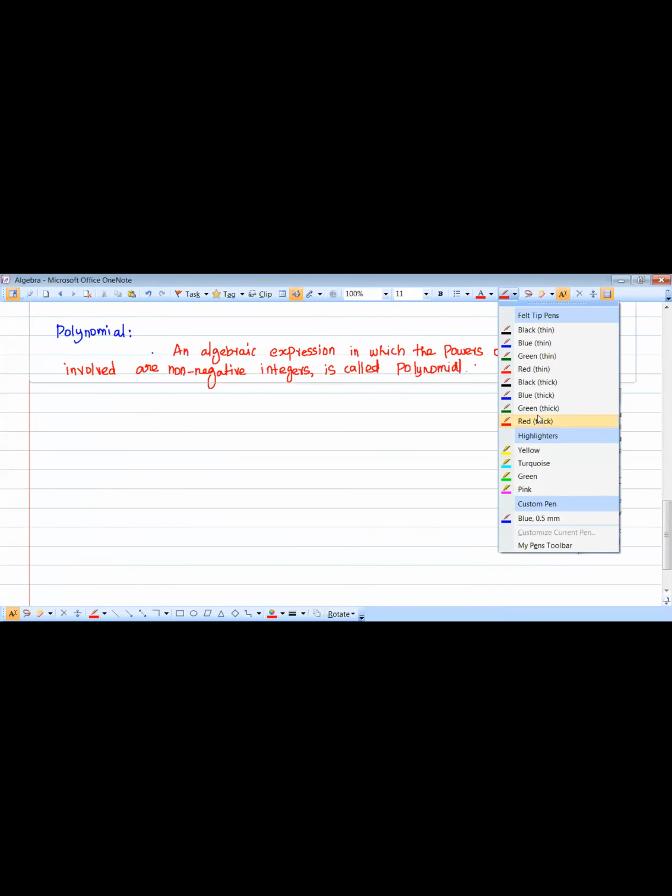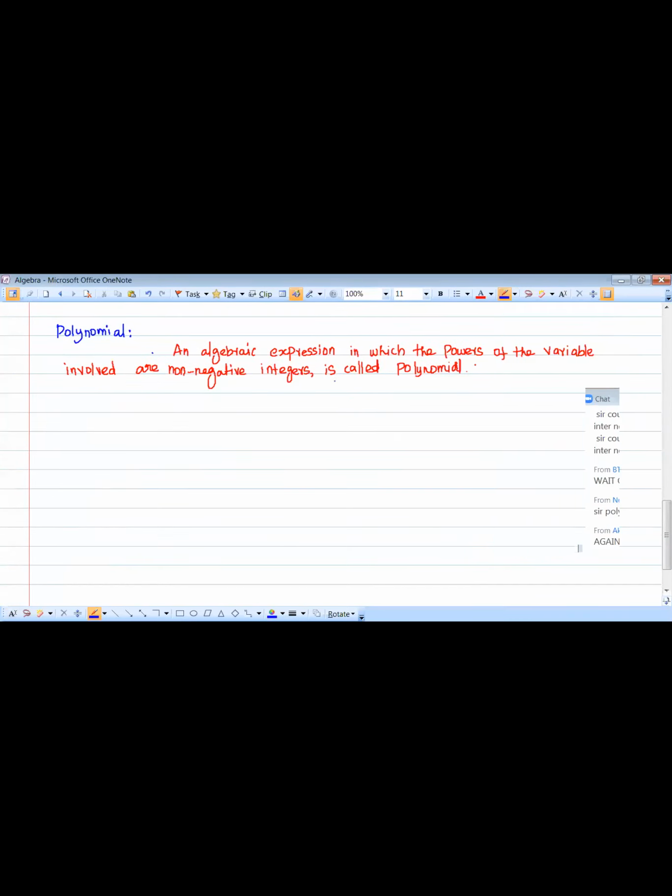See, everyone, look at this. An algebraic expression in which the powers of the variable involved are non-negative integers is called a polynomial. Very, very important. Pay your attention. Yes, 7x. What is the power? Power is 1. 8x square. What is the power? 2. Plus 9y.